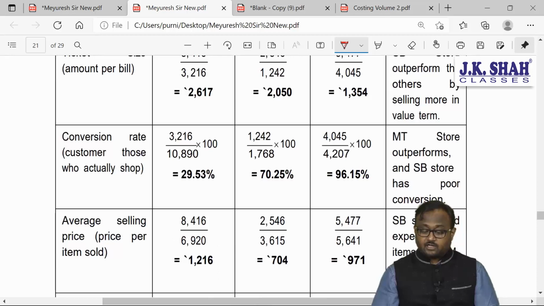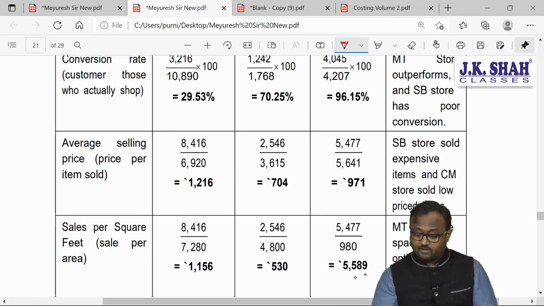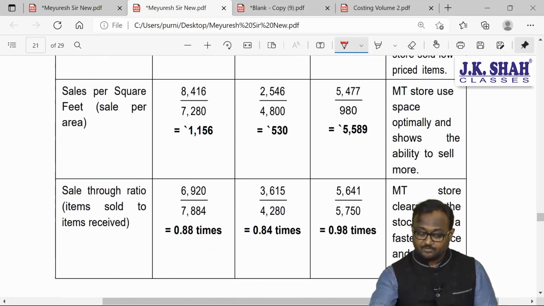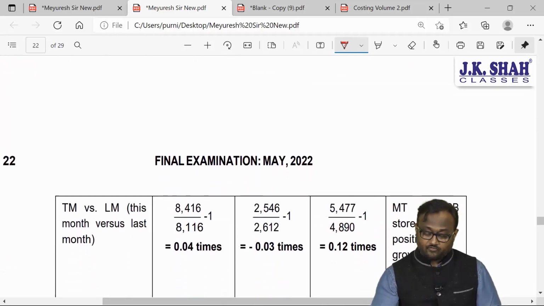Similarly, they have calculated conversion rate. Conversion rate of the third store is tremendous. Average selling price is good in this, per square feet, and undoubtedly your third store is going to score maximum. And stock clearance is also great. Small area, stock clearance is also high. So this can be a key performance indicator.